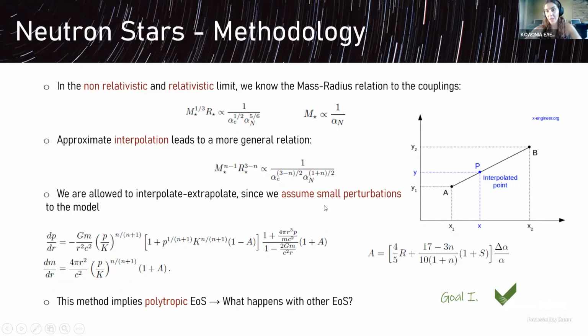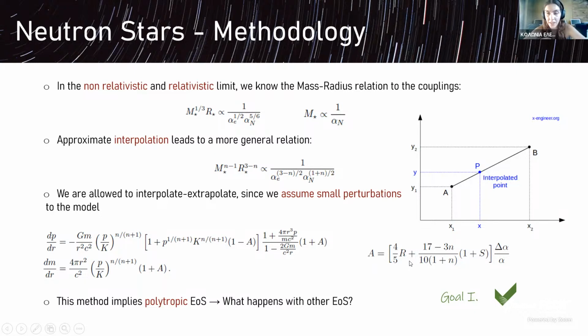So yeah, this is how we interpolate and also extrapolate by assuming small perturbations and then assuming a linear relation between the 2 points. And since we have the general relation for the mass radius relation, we can do the same thing that we did with white dwarfs and just take this perturbation and put it here in the end of these 2 Todd equations.